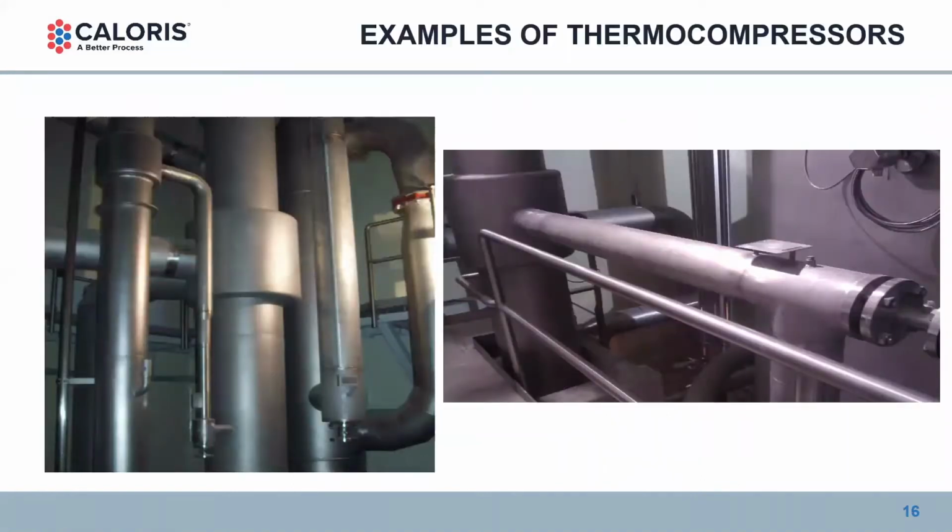So here we have two pictures of TVRs. On the left the TVR is in a vertical orientation, and on the right it's in a horizontal orientation. We use both. It really depends on the physical layout of the plant, how many effects, and how we're trying to squeeze it into the space available. No real functional impact whether it's vertical or horizontal.